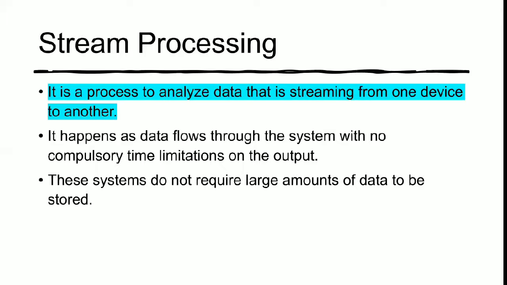It happens as data flows through the system, with no compulsory time limitation on the output. I told you earlier that it is real-time data. It gives output on a real-time basis. These systems do not require a large amount of data to be stored. Why? It is a very good question. They do not require a large amount of data to be stored because the real-time data continuously changes the data in the backend databases.